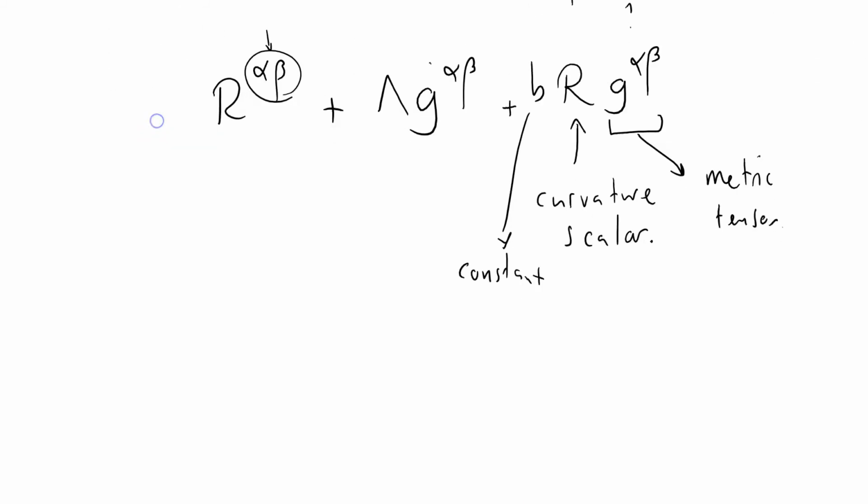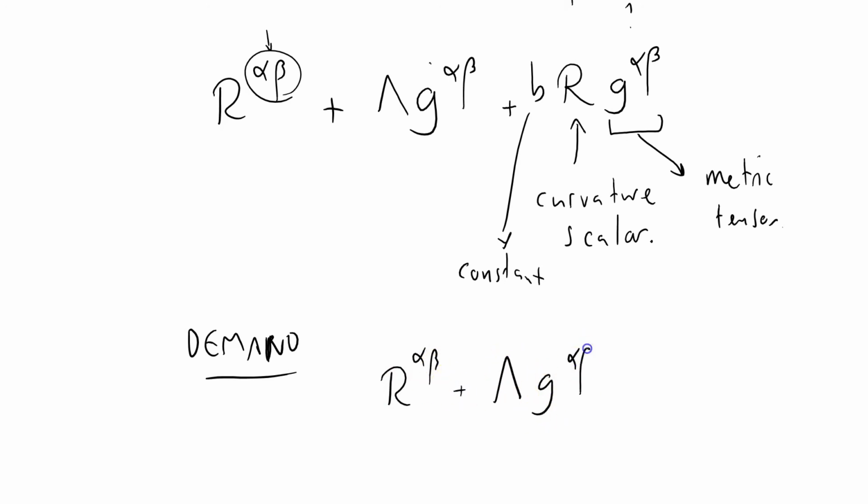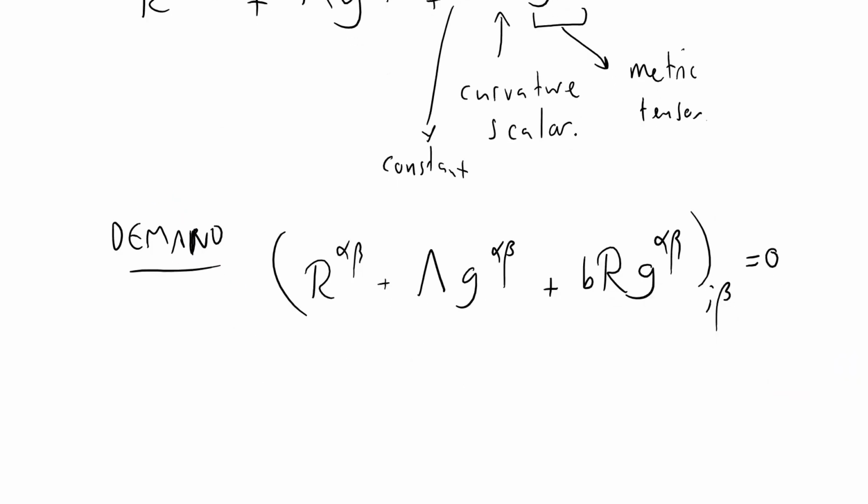And what I'm going to do is demand that R alpha beta plus this funny thing gamma here, which I'll talk about in some detail later on, B times the Ricci curvature scalar times G alpha beta, covariant derivative, I'm going to demand that that equals 0. So at the moment I don't know what that is and I don't know what that is, but if I can find a pair of numbers lambda and B such that this holds, this will be a candidate for the field equations and it might work.